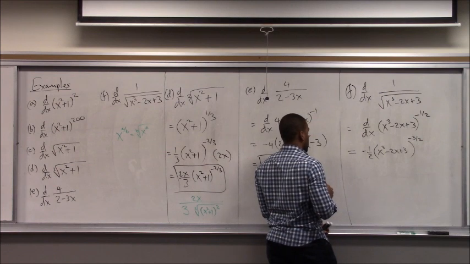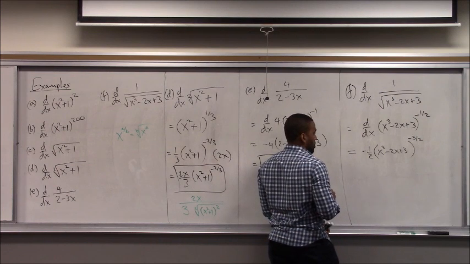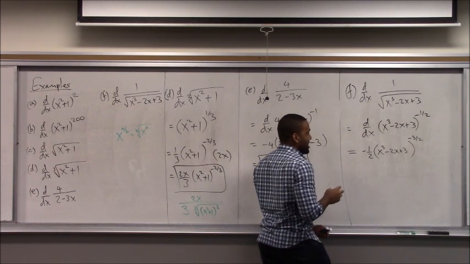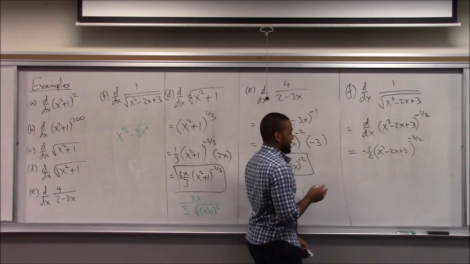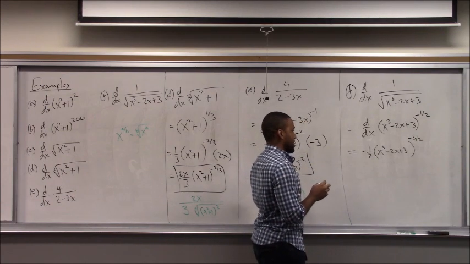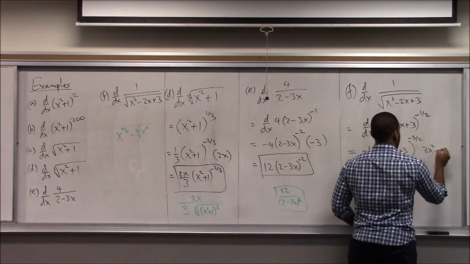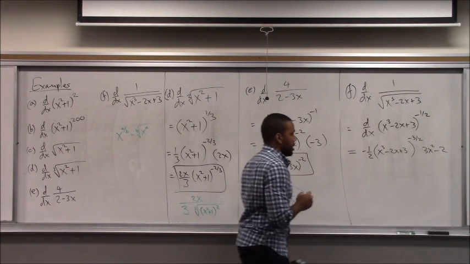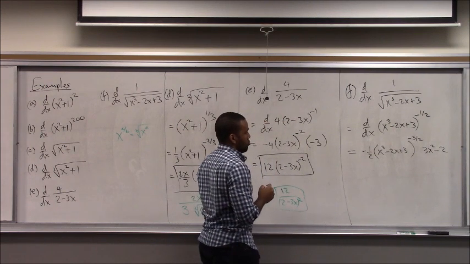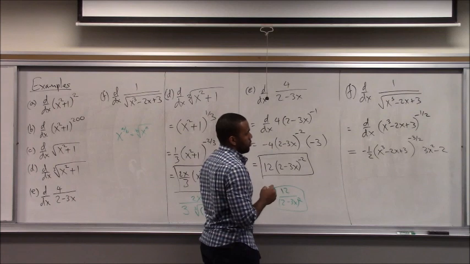Okay, and we're done? No, you have to do the g prime of x, so 3x squared minus 2. You write it like that, and then you distribute it. Distribute what?